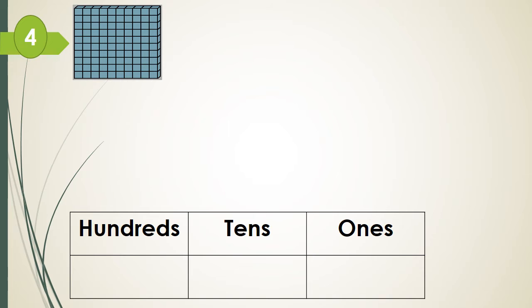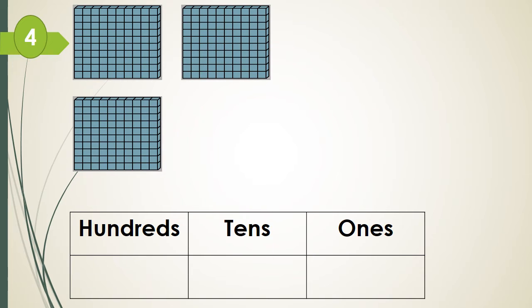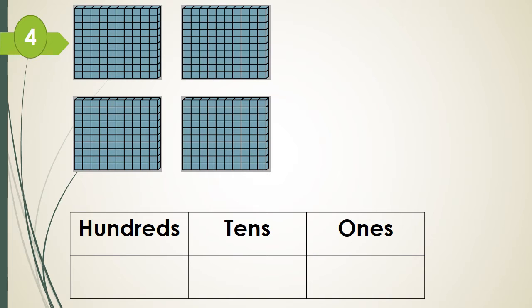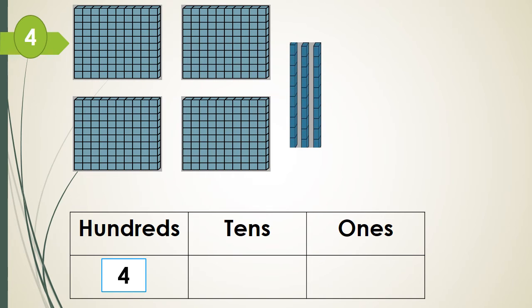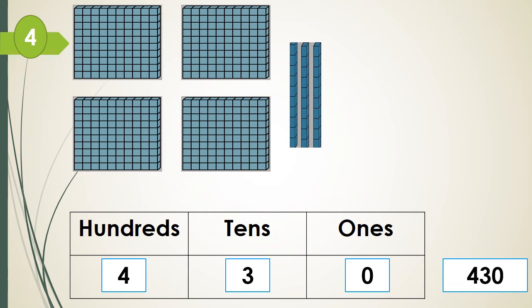I have 1, 2, 3, 4. How many hundreds do we have? 4. How many tens? I have 3 tens. I have 400s and 3 tens. Do you have any ones? No. So I put 0. How can I write the number? I write it as 430 and I read it as 430.